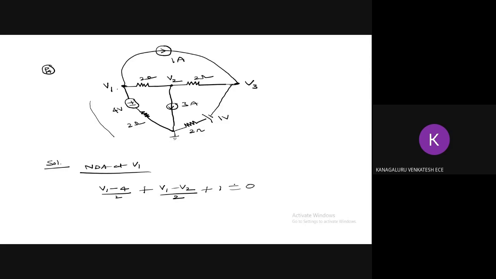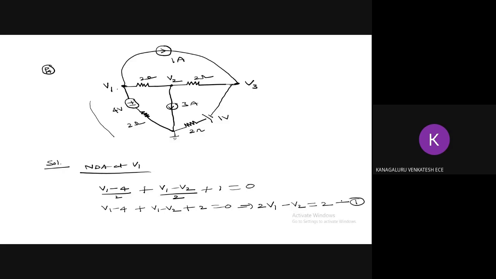Now take LCM. LCM is 2. If I simplify this, what do I get? V1 minus 4, V1 minus V2, plus 2 equal to 0. On simplifying this, I get V1 2 times, 2V1, V2 1 time, minus V2, and then minus 4 plus 2, minus 2. If I take it to the right hand side, I'll get plus 2. Equation 1.